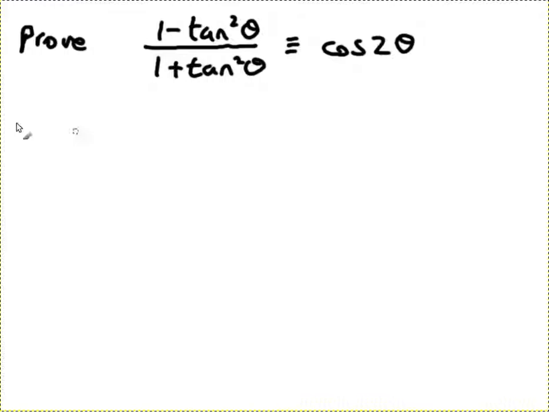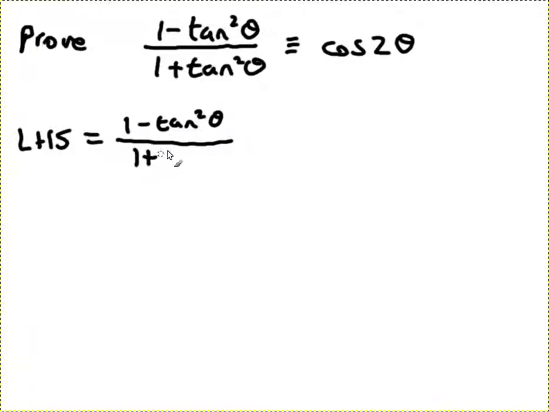You could work with the left-hand side or the right-hand side here, but I'm going to work with the left-hand side. I do like my students to write left-hand side equals something else, equals something else, and then eventually end up with the right-hand side. So on the left-hand side, the first thing we've got is 1 minus tan squared theta over 1 plus tan squared theta. Now there's lots of things we might think about doing here. For example, maybe difference of two squares on the top, because we've got an a squared minus b squared there, with a as 1 and b as tan theta.